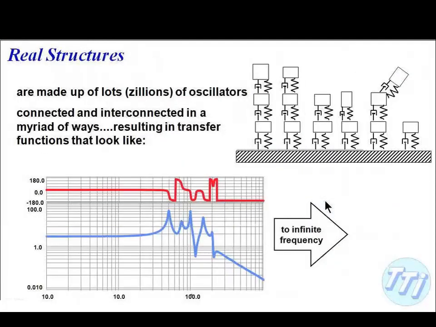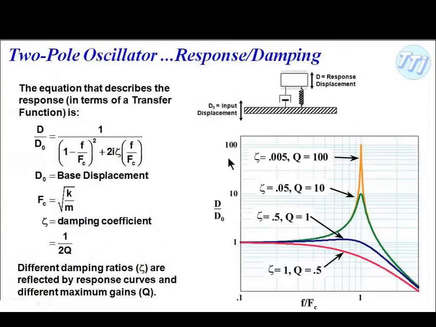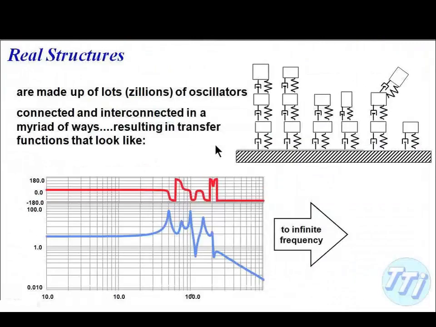Okay, real structures, of course, are a whole bunch of these guys put together. And when we do that, we wind up with a whole bunch of modes superimposed on top of each other. And I've just added a few of them to give you an idea what the transfer function of a real structure looks like. But a real structure really doesn't look much like this anyway.